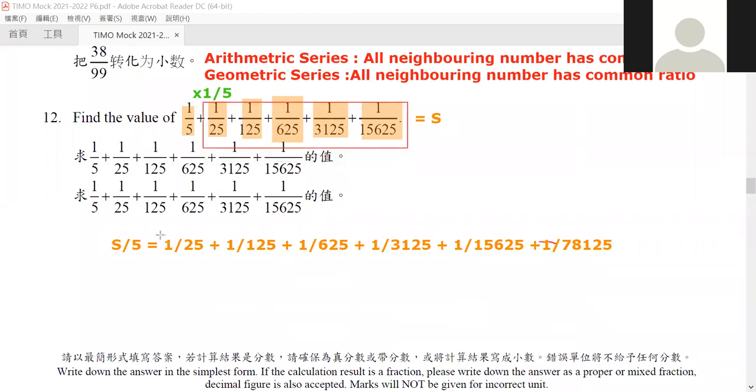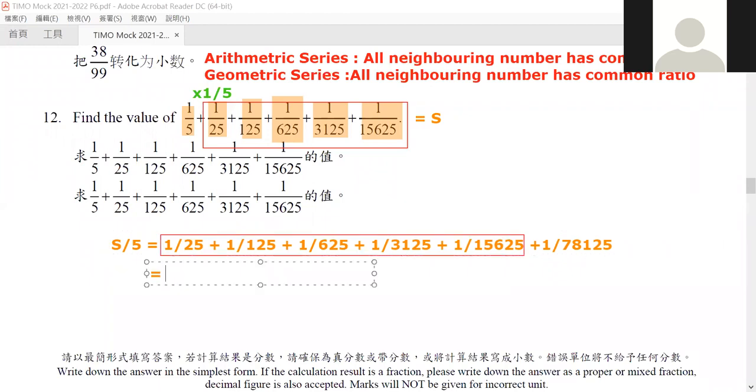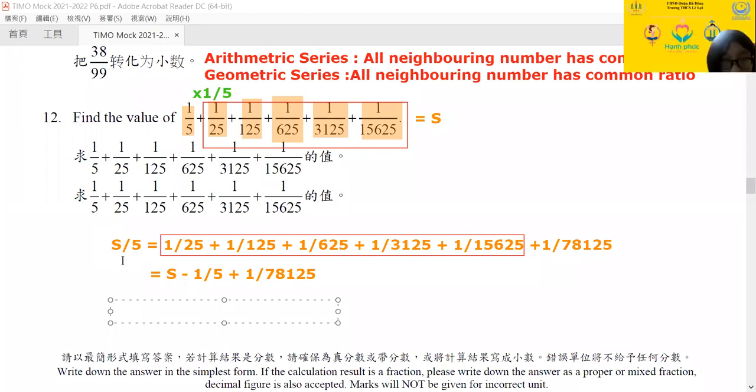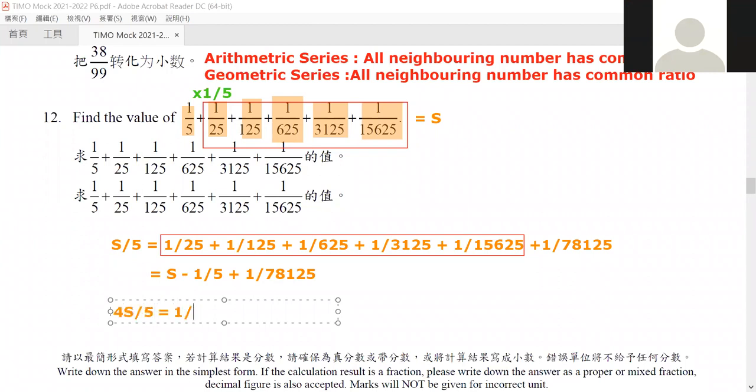Notice that these two parts are very similar. Not just similar, they are exactly the same. So we can rewrite the sum as follows: S over 5 equals S minus 1/5, plus our final term 1/78125. By rearranging, we can subtract S from both sides. What we get is 4S over 5 equals 1/5 minus 1/78125.